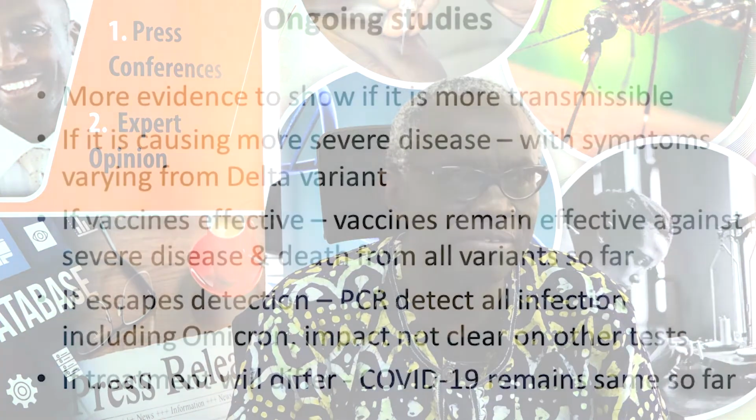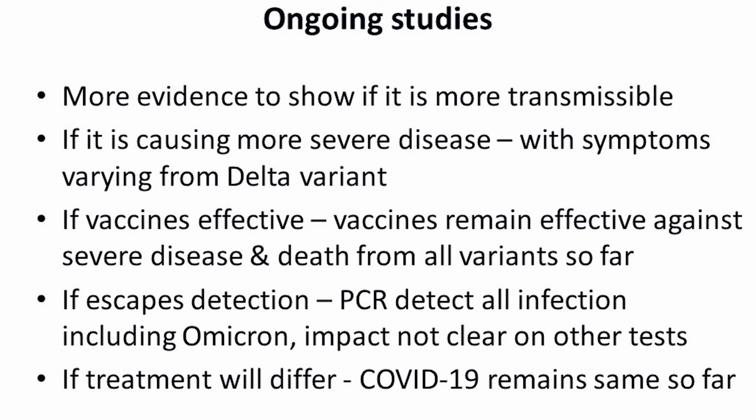So what are the ongoing studies? We are doing more studies as scientists to get more evidence to show whether this Omicron variant is more transmissible. We have some evidence from South Africa, but we need to see whether this is replicated all over the world. We also need to know whether there is any evidence developing that it might cause severe disease. At the moment, we know that the symptoms are less severe than the Delta variant, but we'll continue to observe and to do investigations to see whether that remains the case.